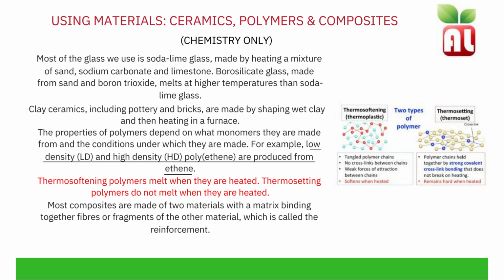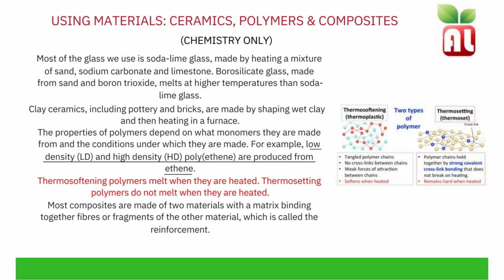The properties of polymers depend on what monomers they are made from and the conditions under which they are made. For example, low density and high density polyethylene are produced from ethene. Thermo-softening polymers melt when they are heated. Thermosetting polymers do not melt when they are heated. This is due to thermosetting polymers having cross-linking bonding across the chains, which do not break easily.